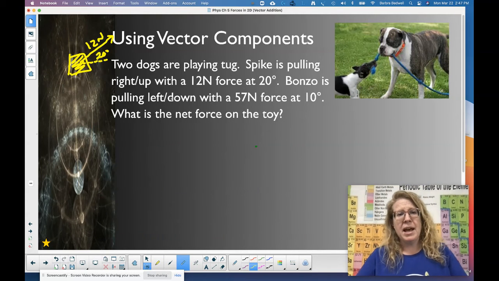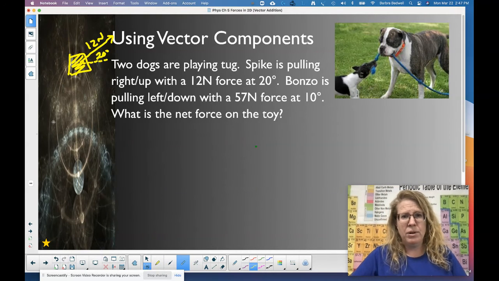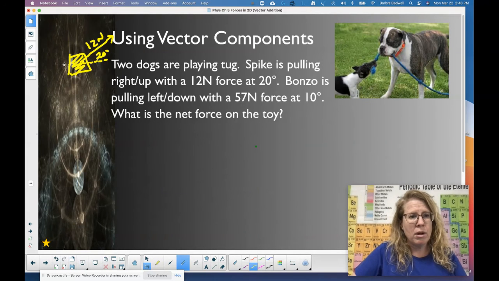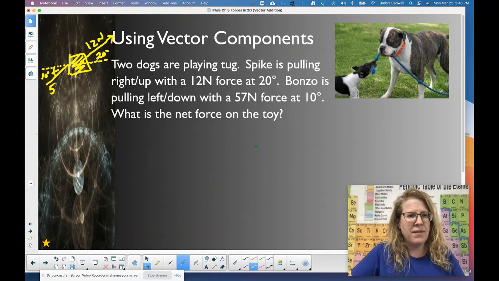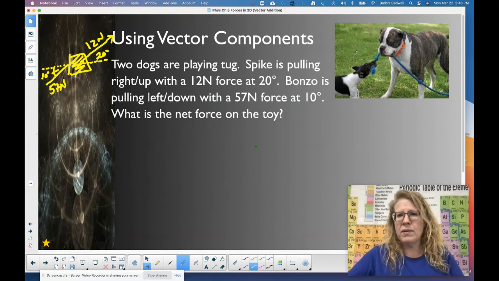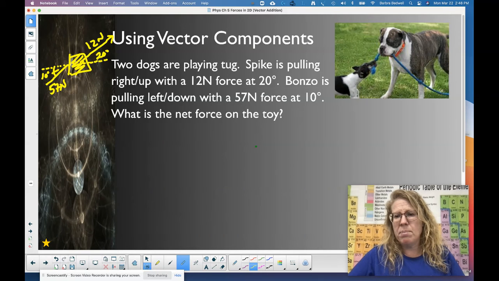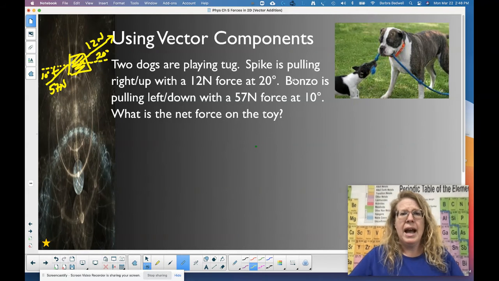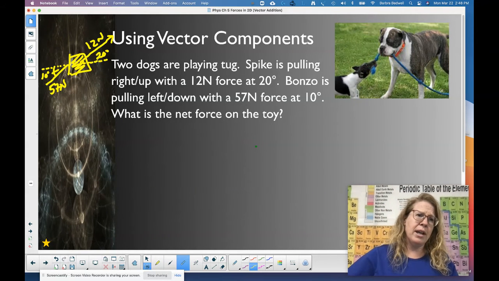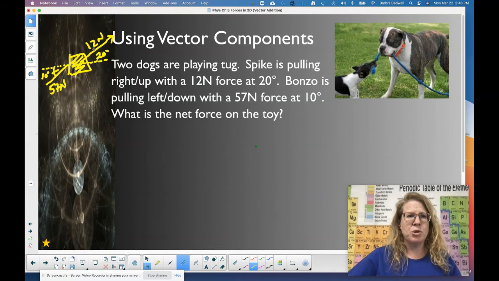The other one is pulling to the left and down, with a 57 Newton force at 10 degrees. Yikes. So there's my horizontal, 10 degrees, something like that, and this is 57 newtons. Again, we've got our two different forces, pulling down and to the left and up and to the right at slightly different angles. I know my drawing looks like they may be parallel. They're not. Again, 20 degrees and 10 degrees. This one's almost horizontal. What's the net force on the toy?